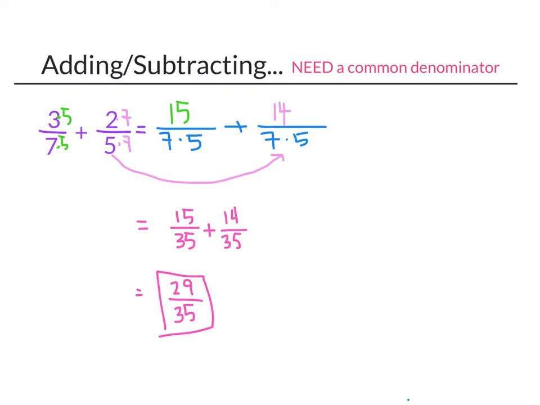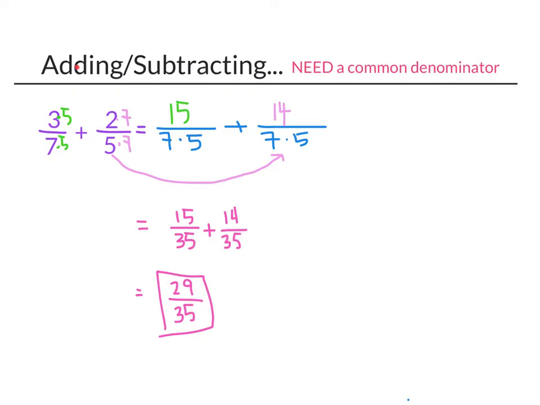What was the point of getting the common denominator? To leave the denominator alone. If I take a circle, think of it as splitting it into 35 pieces. Here I've got 15 pieces. Here I've got 14 pieces out of the 35. So when I add them together, yes, I have 29 pieces, but it's still 29 pieces out of 35.